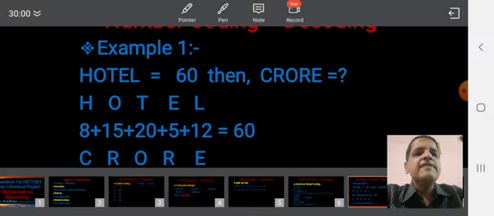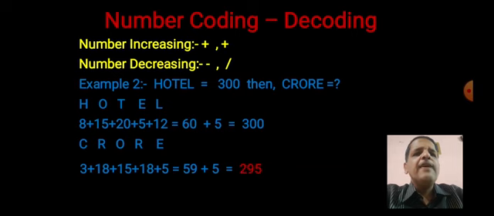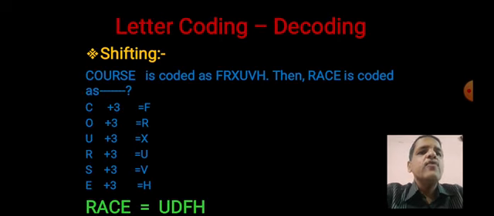Now how does it become 300? If we multiply 60 with 5, then what do we get? We get 300. The same way, for the code of CRORE, it is 59 by our last method. Now for HOTEL it is multiplied by 5, so for CRORE also multiply by 5, 59 into 5, so 295. Like that number coding is used.